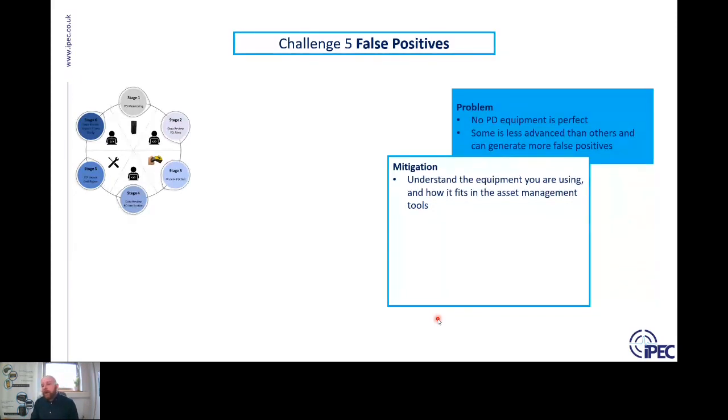So for example, I did mention that you should have PRPD in every equipment, but I understand in your network, you may have older handheld equipment. And some of the older handheld equipment just gave a level of TEV signal, low, medium, high, regardless of whether it was PD or background noise. It doesn't mean that that equipment is useless. That equipment can still be used in your network as long as you understand how it fits in your asset management tool. So how your stages operate.